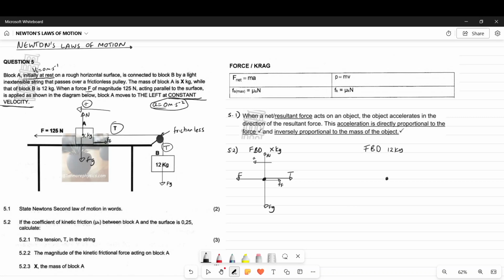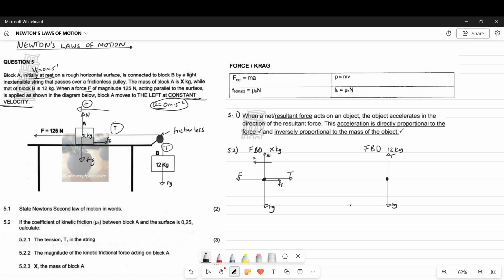Now over here there are only two forces acting, which is Fg, right? So you can have Fg over here, and the other force will be what? Tension in the string, right? Okay, let's do that properly over here. Tension in the string, right?